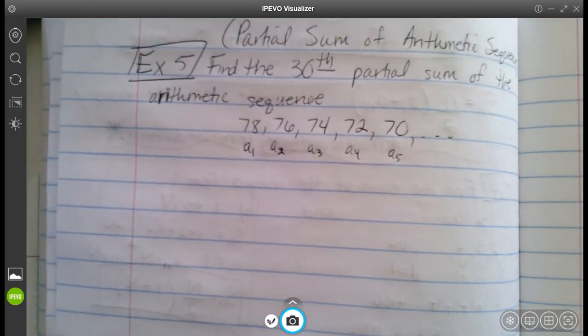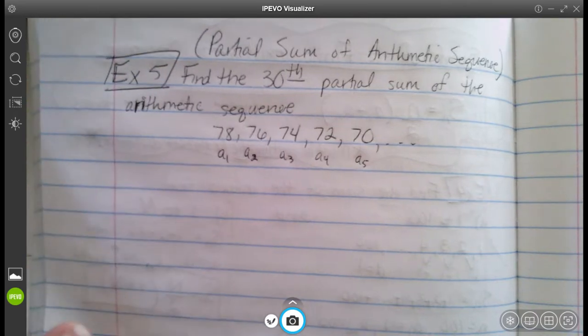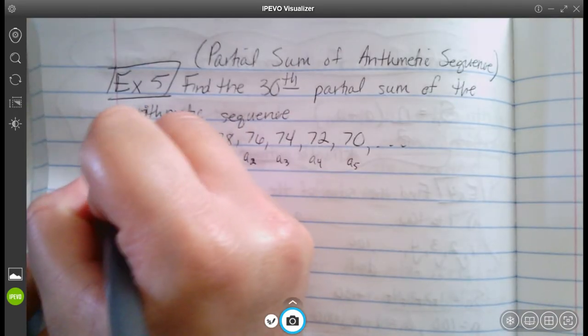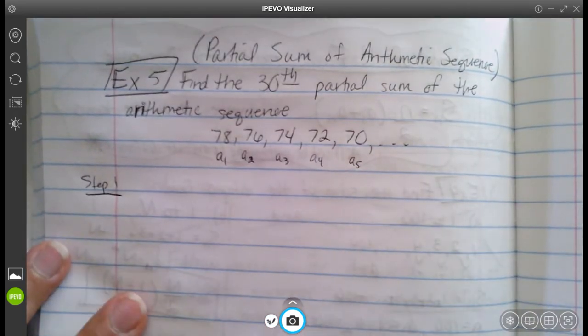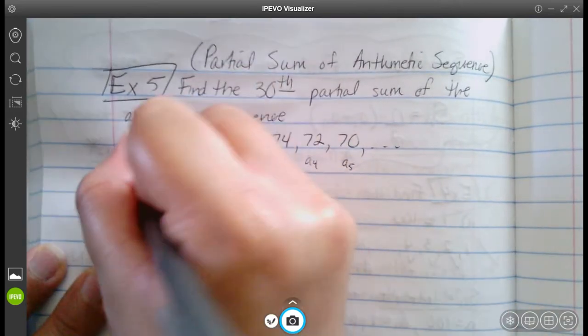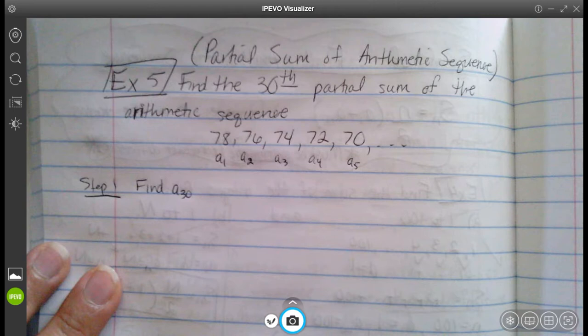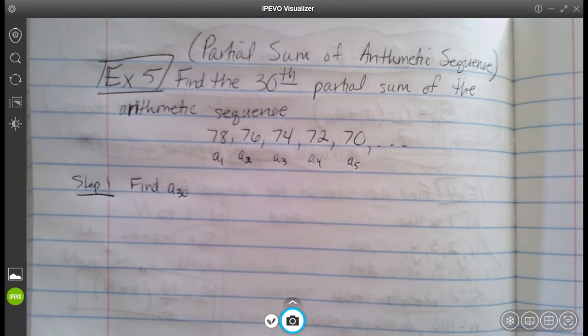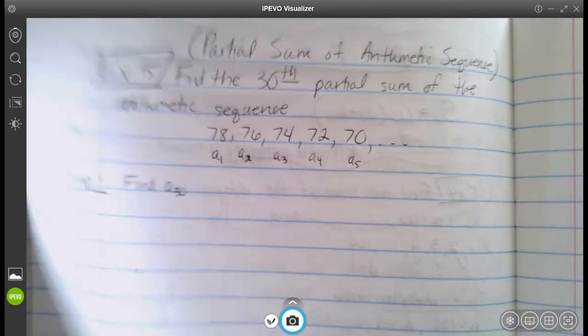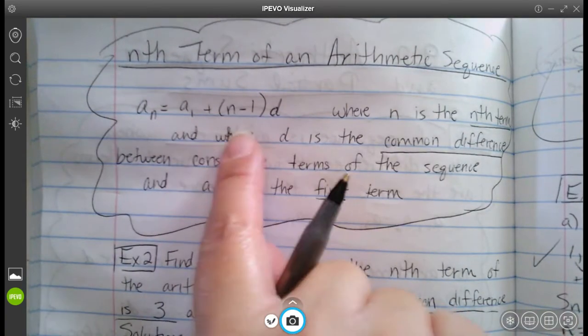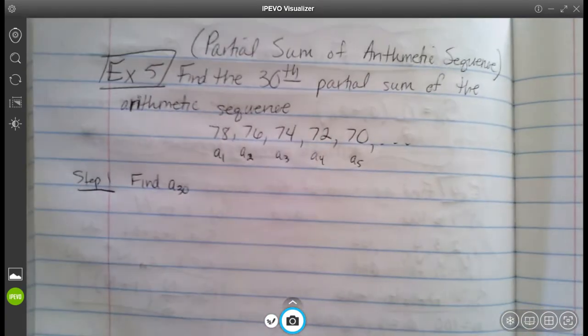So what we're going to have to do first, before we even use our formula for our step 1, is find a sub 30. So we need to find a sub 30, the 30th term. How are we going to do that? Well, we have another formula, remember, that we saw previously, for how to find a term. So we're going to have to use that one.